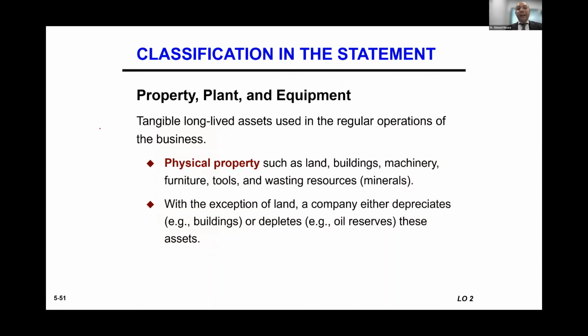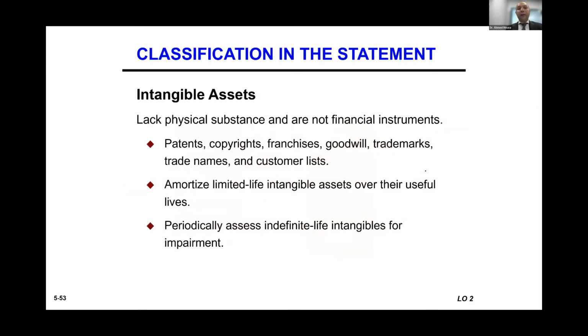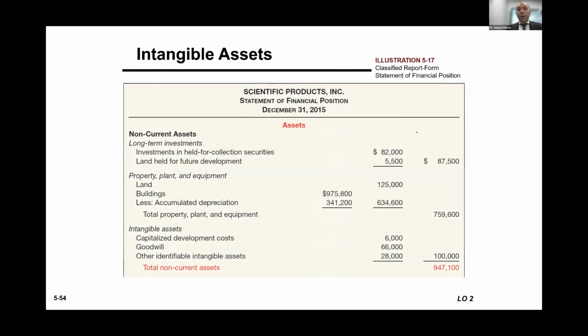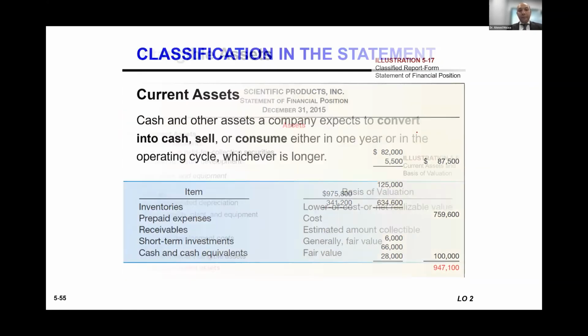What is property, plant, and equipment? This is physical property, such as land, buildings, and machinery. These are property, plant, and equipment, and this is how we can categorize them. Intangible assets are such as patents, copyrights, franchises, your goodwill, or the trademark of your business. It is called intangible because they are not physical. And this is how it looks in the balance sheet.